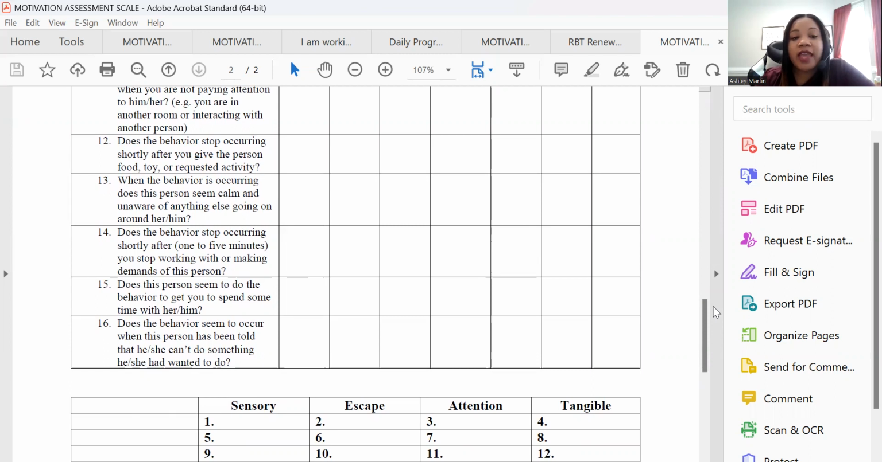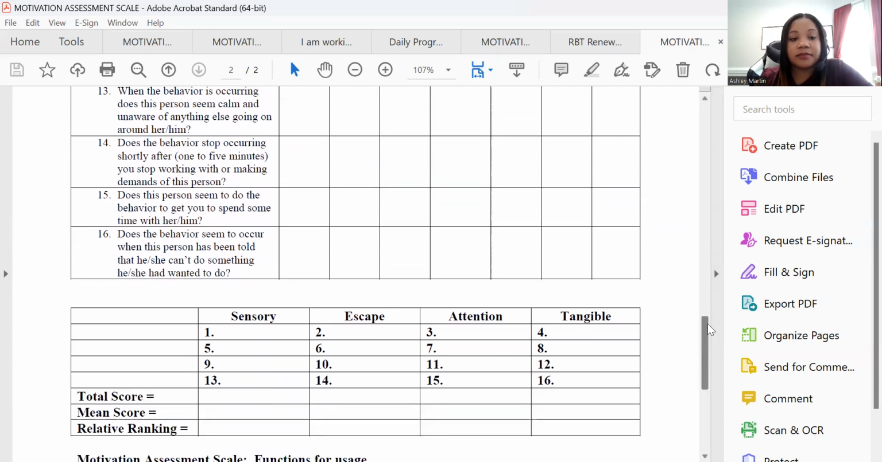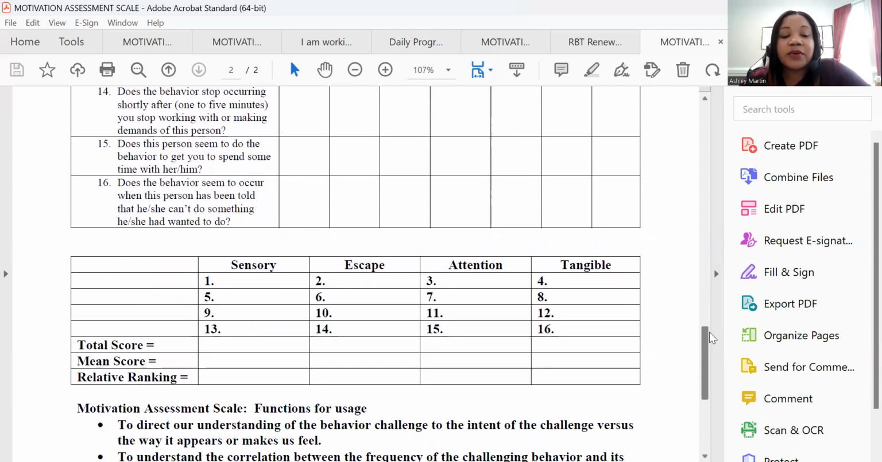Number 13, when the behavior is occurring, does this person seem calm and unaware of anything else going on around her or him? Number 14, does the behavior stop occurring shortly after 1 to 5 minutes you stop working with or making demands of this person? Number 15, does this person seem to do the behavior to get you to spend more time with her or him? 0 to 6. And last, number 16, does the tantrum seem to occur when this person has been told he or she can't do something that he or she wanted to do?